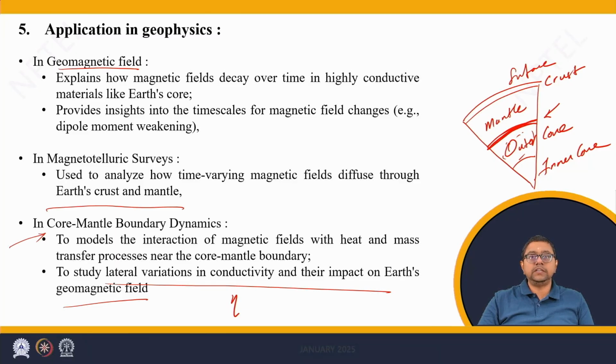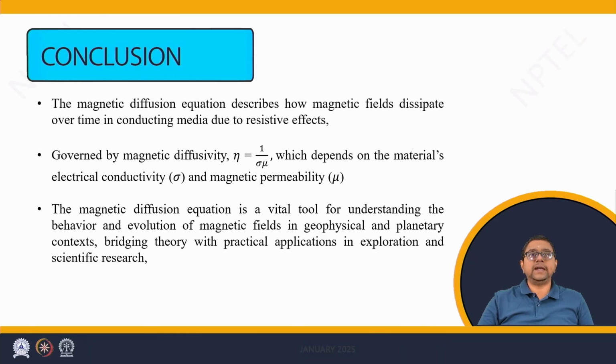Thus, not only the one-dimensional diffusion equation, but multiple dimensions such as two and three-dimensional diffusion equations are very important for studying these processes. And to solve higher dimensional diffusion equations, we need methods such as numerical methods for getting the solution. Thus, the magnetic diffusion equation describes the magnetic fields and how they evolve over time in conducting media. Now, conducting media exhibit resistive effects, and these resistivity effects enhance the diffusion of the magnetic fields.